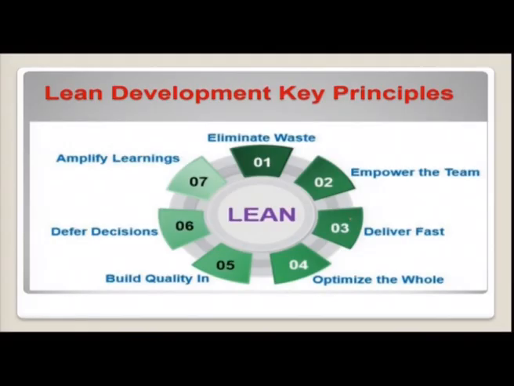I will list them out again at a faster pace. First principle, principle number 1, eliminate waste. 2, empower the team. 3, deliver fast. 4, optimize the whole. 5th, build quality in. 6th, defer decision. 7, amplify learning. So these are the key principles that are followed in this lean development.